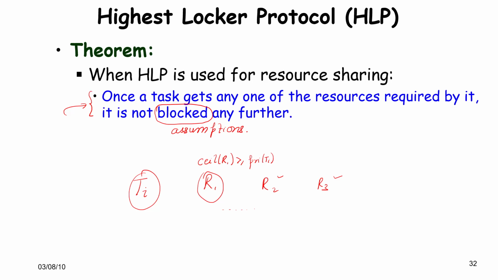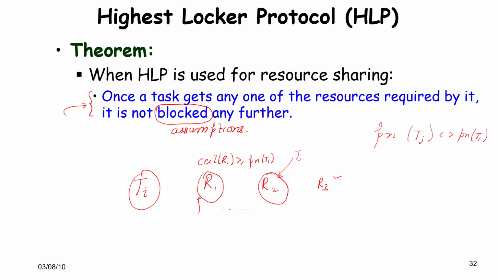So now let us consider the other case. The second case, which is more important, is to assume that R2 is currently acquired by another task Tj just before Ti acquires R1. So what is the relationship between the priority of Tj with respect to the priority of Ti? If they're the same priority, of course, we can use the FIFO logic. But let's assume that the priorities are different.